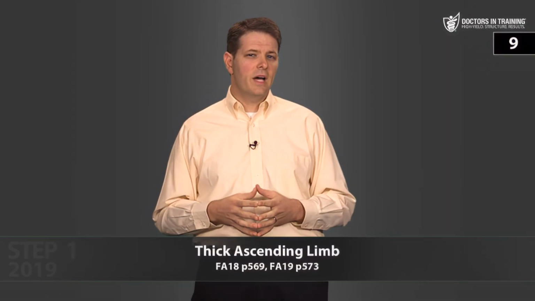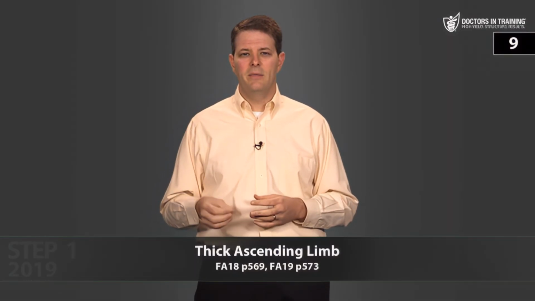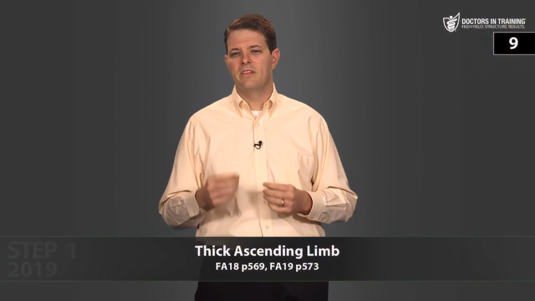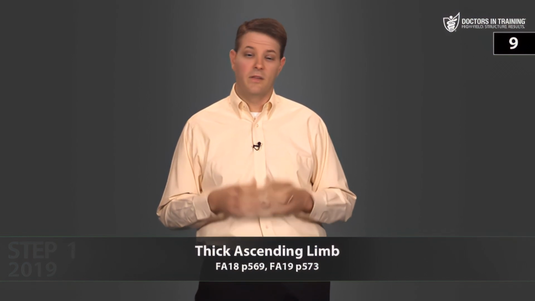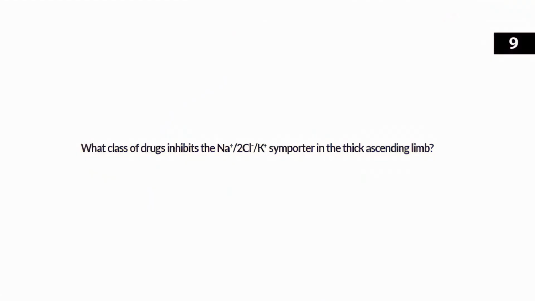There's a question in the study guide that says, what class of drugs inhibits the sodium chloride potassium symporter, or cotransporter, in the thick ascending limb? Now this is definitely important to know. This is the mechanism of action of loop diuretics. In the next video, when we discuss diuretics, we'll see that loop diuretics cause an isotonic water excretion.